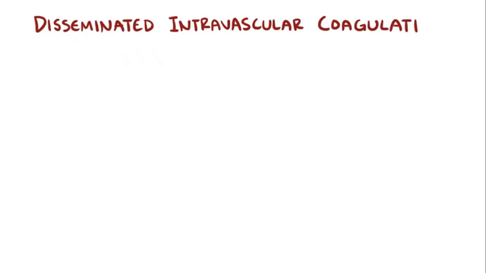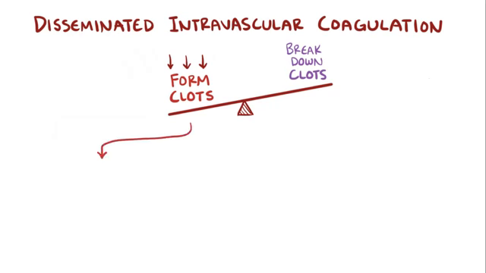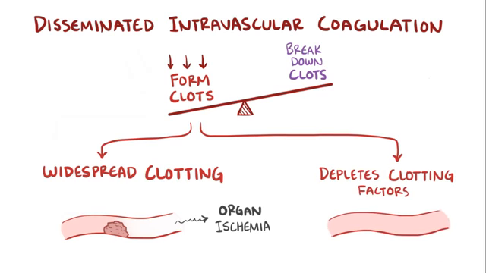Alright, as a quick recap, DIC happens when the balance between forming new clots and breaking down clots is tipped in favor of clots, which leads to widespread clotting and organ ischemia, while at the same time depletes clotting factors, paradoxically leading to bleeding.